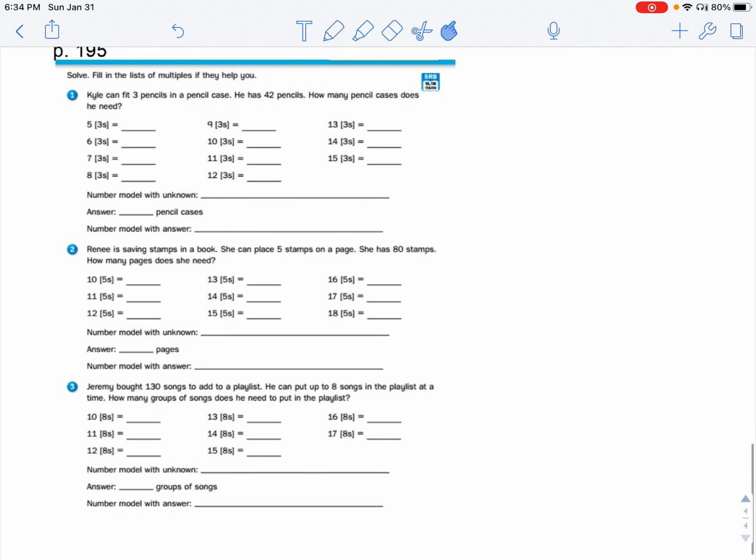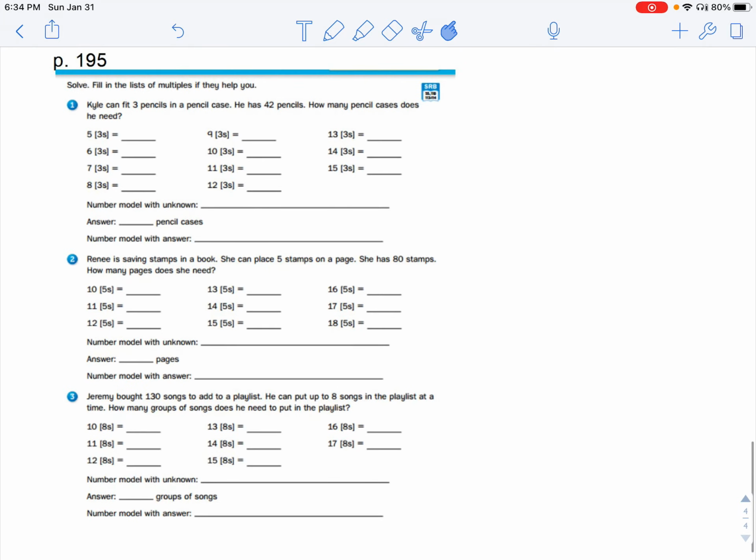Okay, last but not least, let's look at the math journal page just so you feel comfortable with that. We're specifically going to do problem number 3 together because, I'm going to warn you, it has a remainder. So I want to show you how to deal with that. Oh, hey, this is very similar to the one we just did.